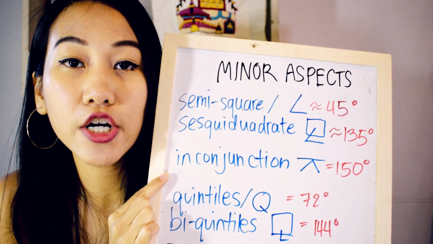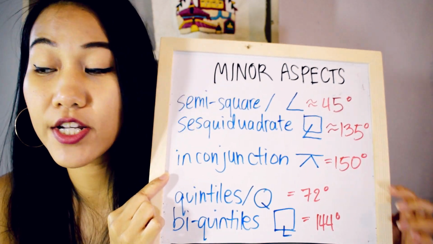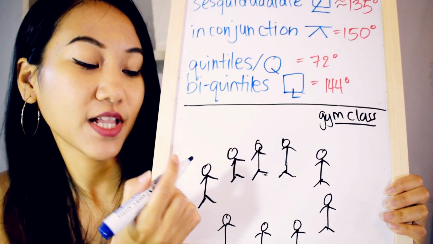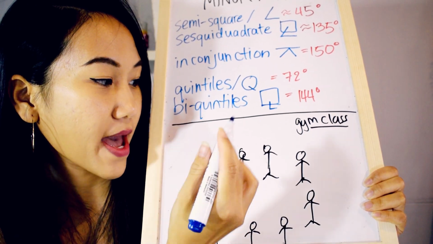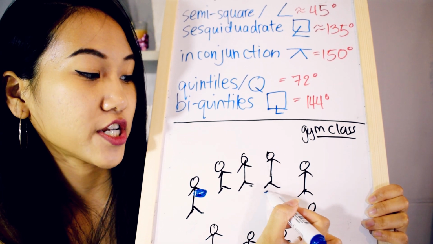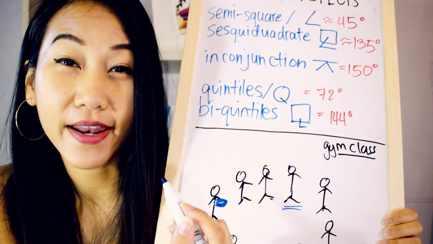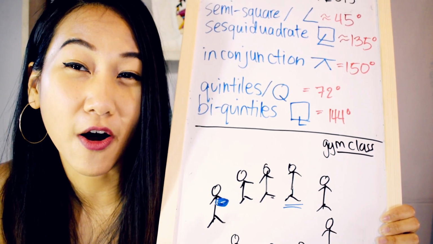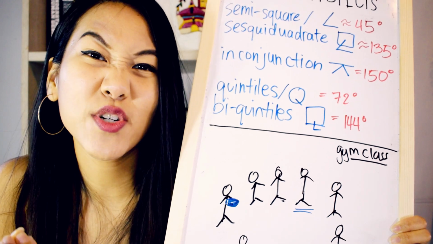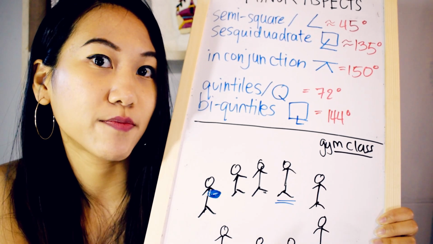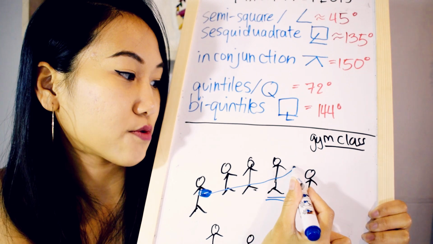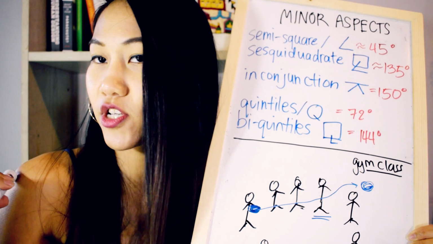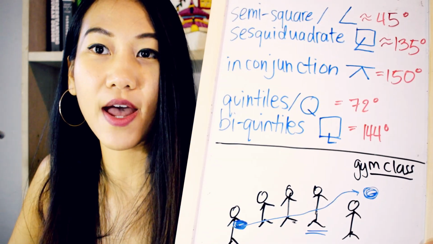The inconjunction occurs when planets are 150 degrees apart. So in gym class, let's say this person's got the ball, and they want to pass it to this person who is standing at 150 degrees apart. But this person is standing in such a position that the planet that has the ball can't really see this person very clearly. So what they end up doing is they throw the ball, and zoop, the ball goes right past the person. It swipes past their shoulder, zoop, and then goes right past them.